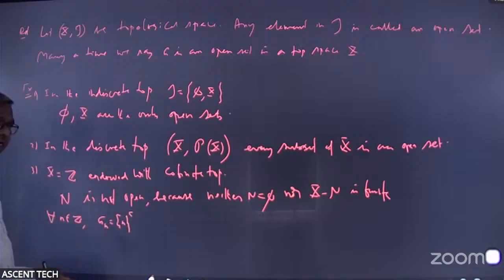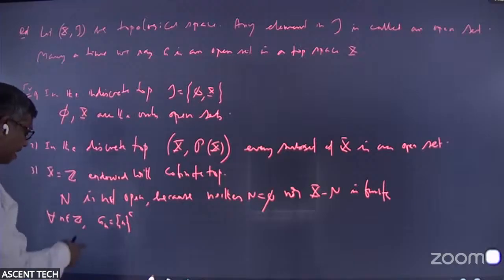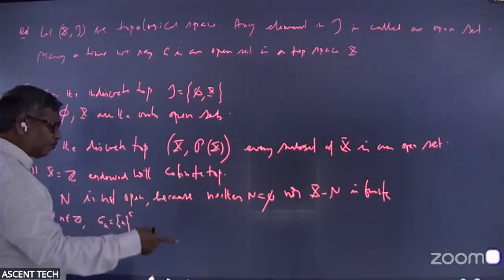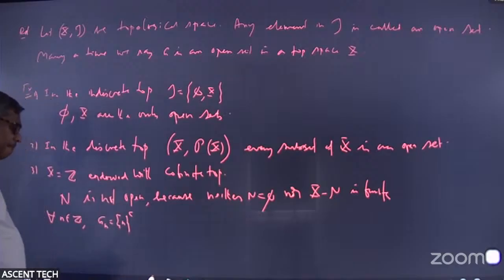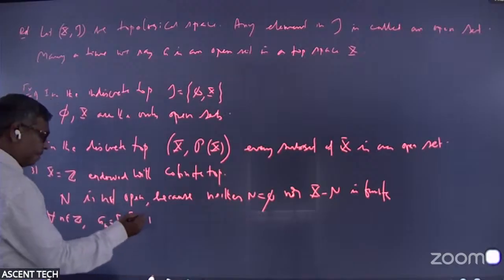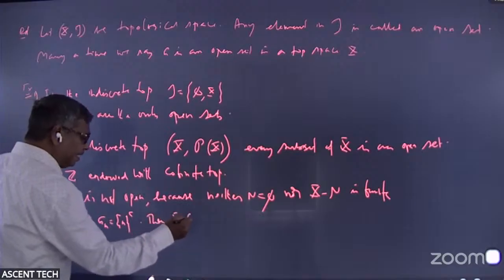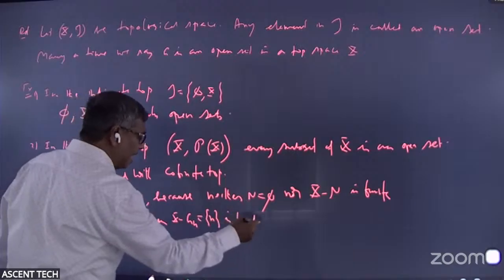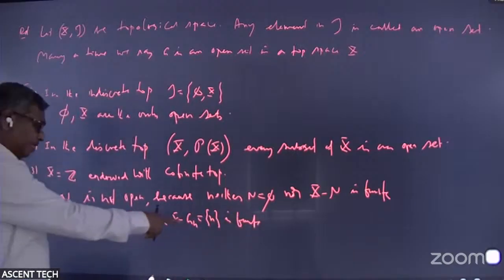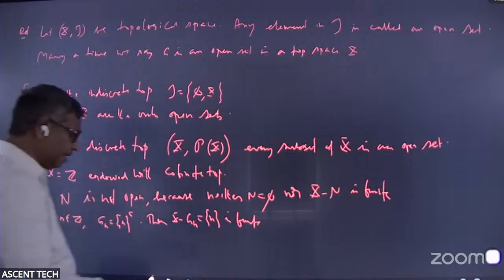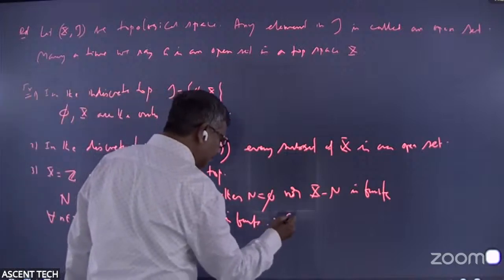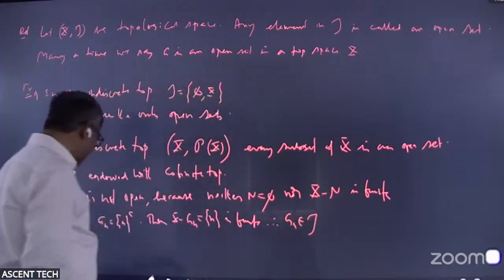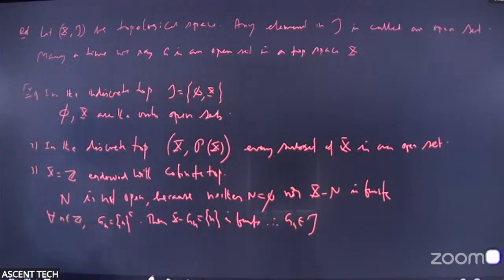N complement contains everything other than N. And clearly X minus Gn is only the singleton N, right? Then X minus Gn has only element N, which is finite. And therefore, Gn is an open set. Gn is in the topology. Therefore, Gn is in T. That means the complement of every finite set is an open set. Indeed, open sets are all those things.